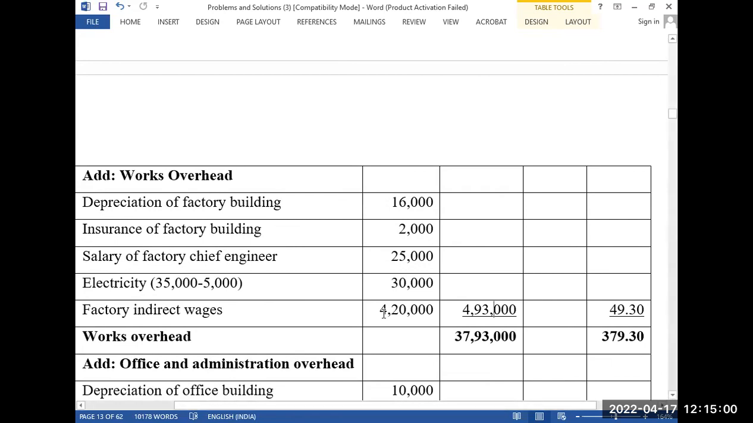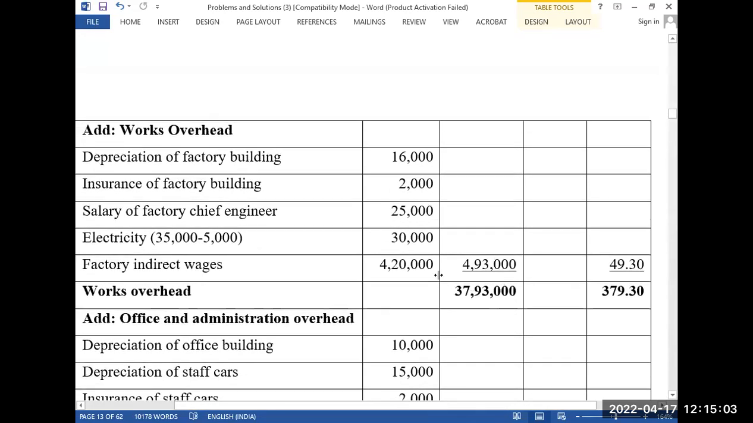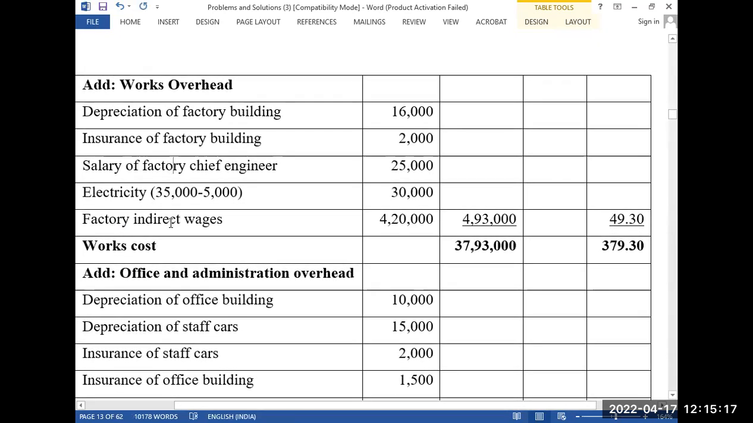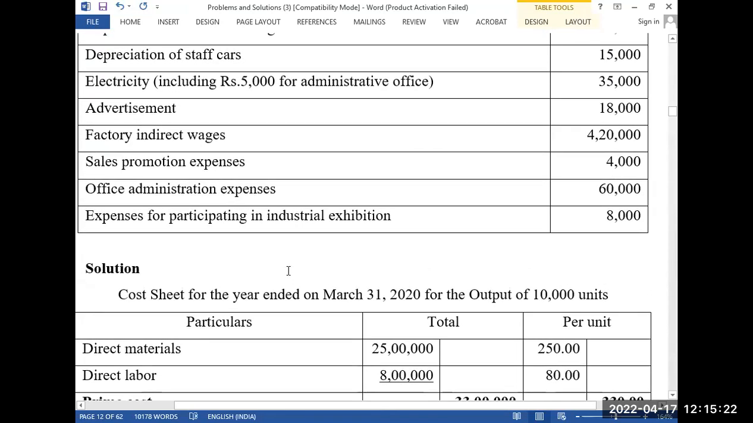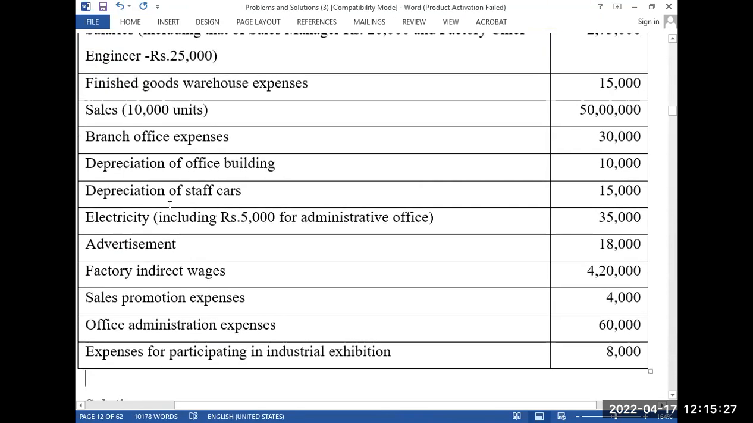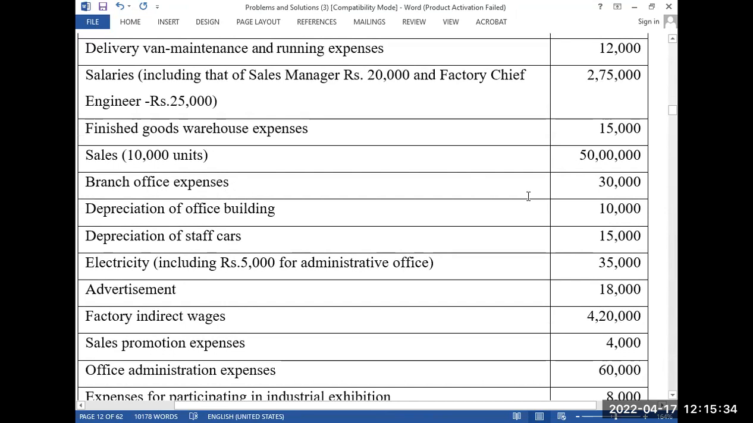Okay. Next, the total of factory overheads plus prime cost is equal to works cost. Sorry, it's not works overheads, it should be works cost. Next, we have to add office and admin overheads. Look at the question. Administrative expense is there. Electricity 5,000 is there. Depreciation of office building 10,000 is there. Branch office expense 30,000 is there.